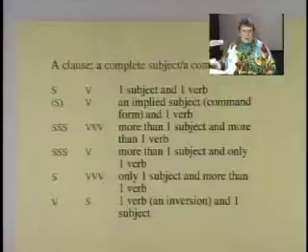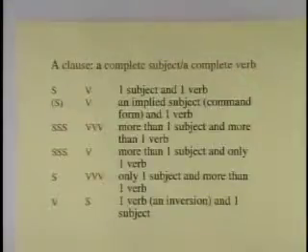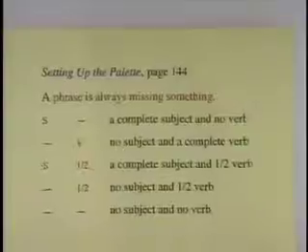You remember that when you're looking at a clause, it doesn't matter whether it's a main clause or a dependent clause, there's always going to be a complete subject and a complete verb. You just have to look down that column to see that there's at least one subject and one verb in every case. But when you go to the phrase, I remind you that a phrase is always missing something.